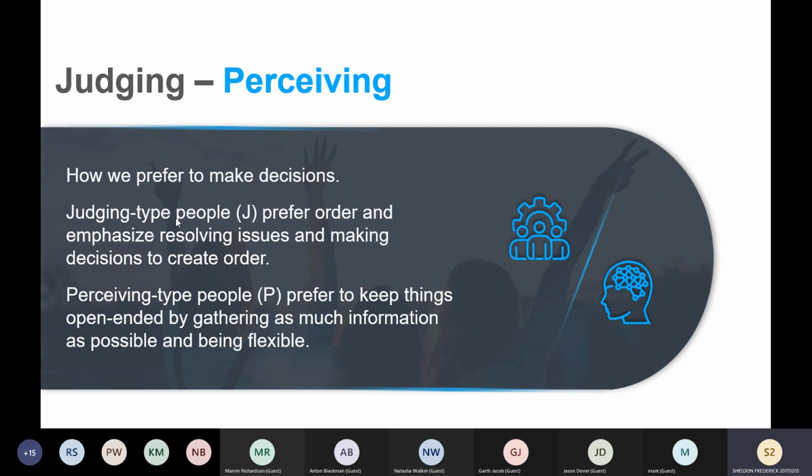Those with J preferences might seem close-minded or driven, and those with P preferences might seem unfocused and have a hard time getting anything done. They might seem that way, but that's not necessarily the case. We each have developed preferences for how we most comfortably perceive and judge our worlds.